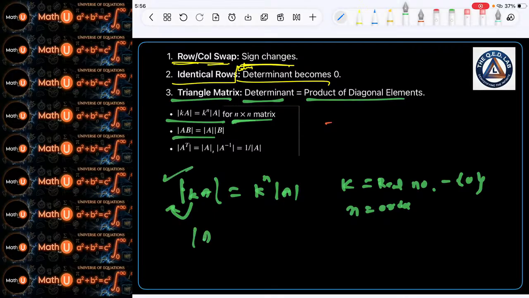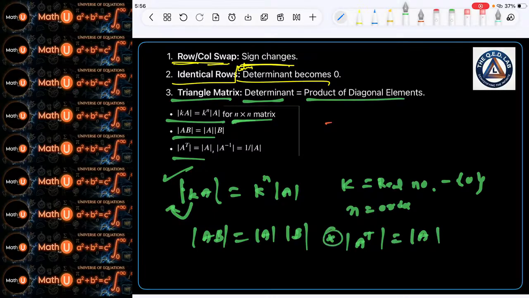And one more property: determinant of AB is equal to determinant of A into determinant of B. This is also one more important property. And determinant of A transpose is equal to determinant of A. This is also an important one. Determinant of adjoint of A is equal to determinant of A power of n minus 1. You should remember this property.